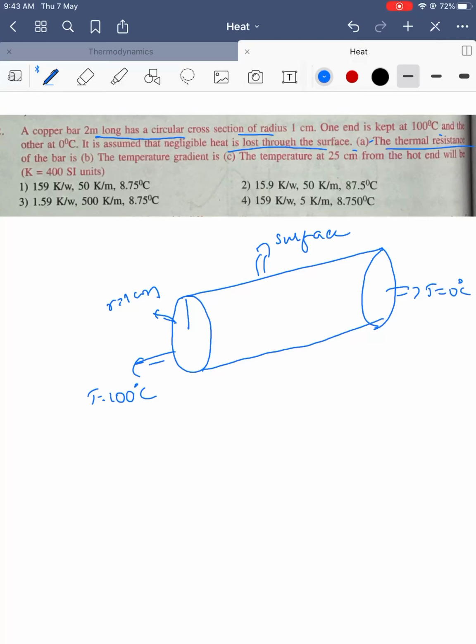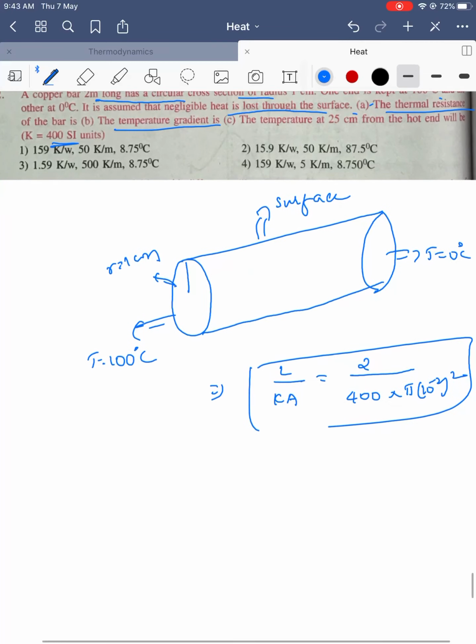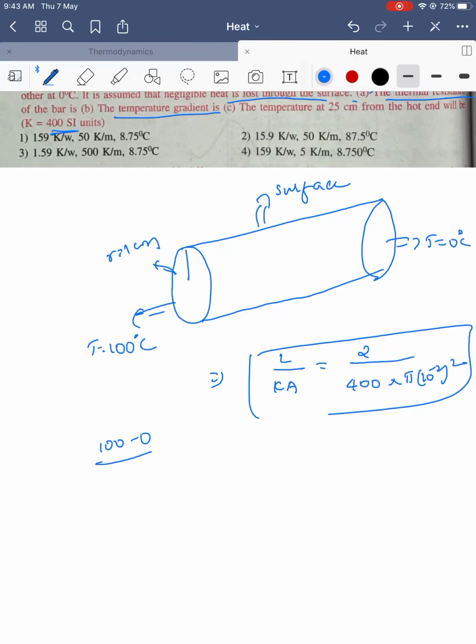He is asking for the thermal resistance, which is L by KA. The length is 2 meter, divided by K. The K value is given, K is 400, into the area, which is pi r square. The radius is 1 centimeter, 10 power minus 2, whole square. So this is the thermal resistance. The temperature gradient is nothing but delta T by L: 100 minus 0 by the total length, 2. So it is 50 degrees per meter, which is the temperature gradient. It's nothing but delta T by delta X.